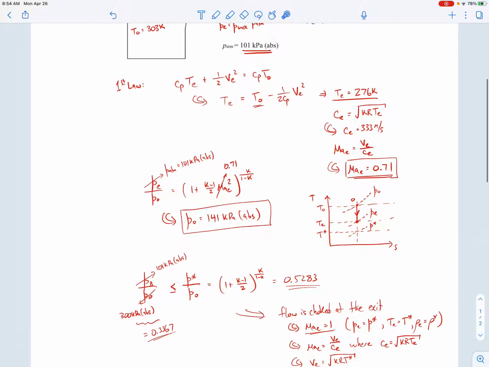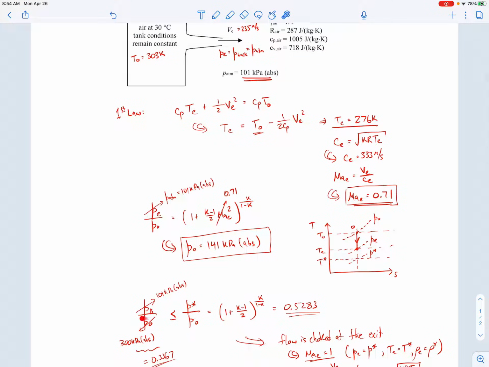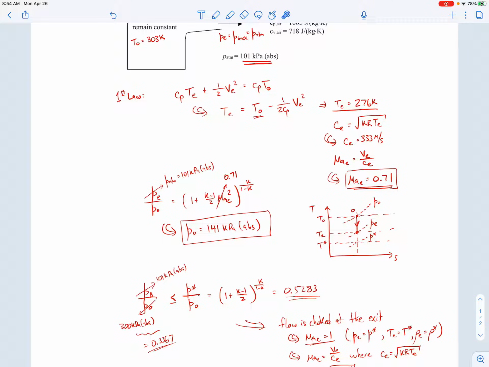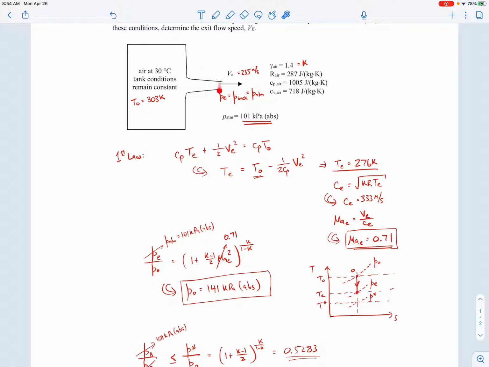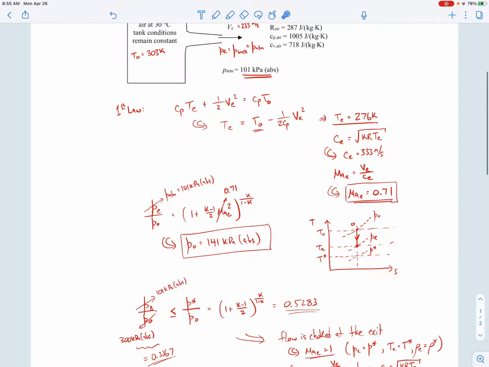We weren't asked to do this, but just to show you what you would do if the flow was not choked: let's say we were given a tank pressure that was smaller than 300 kilopascals, such that this ratio was greater than 0.5283. Let's say it came out to be 0.6, for example. In that case, the flow would not be choked, which means that the flow at the exit would be subsonic. If the flow at the exit is subsonic, then the back pressure and exit pressure are the same. Once you know the exit pressure and the stagnation pressure, you can use this expression to get the Mach number at the exit.